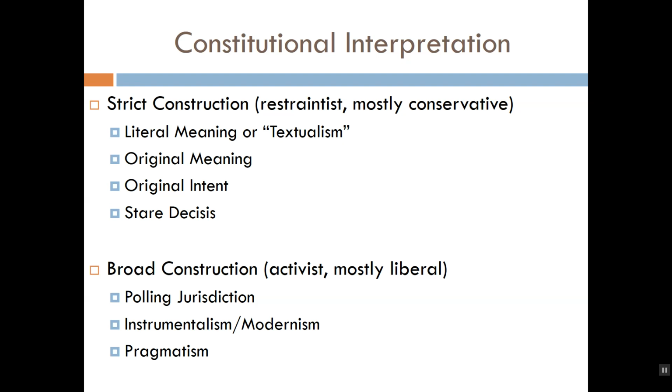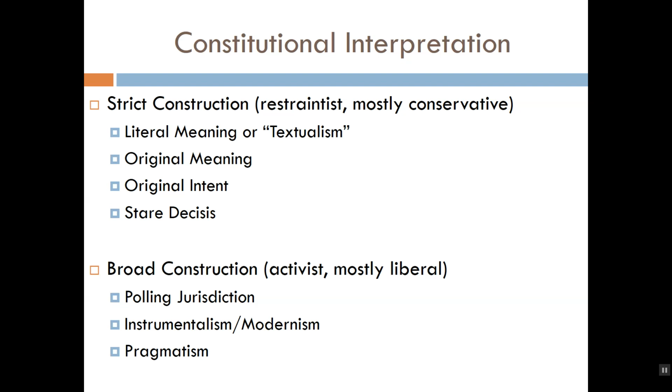But judicial activists and liberals have found a large number of broad constructions or broad interpretations of the Constitution which can be used for these purposes. The first activist approach to interpreting the Constitution that we are going to talk about is what we sometimes call polling jurisdiction. And I think that this one is one of the strangest approaches for most students.